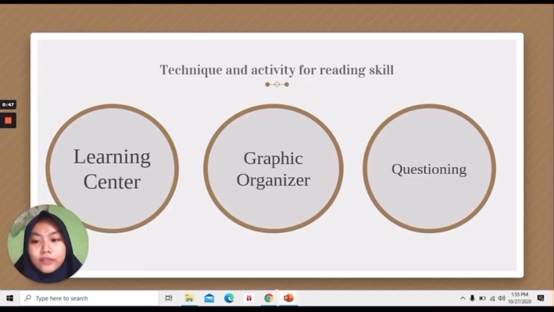The first one is Learning Center. What is Learning Center? So in Learning Center, we are focused on the learners. We provide techniques or activities that we believe will help students learn reading more easily. So in Learning Center, guru memberikan aktivitas yang sesuai dengan siswanya.